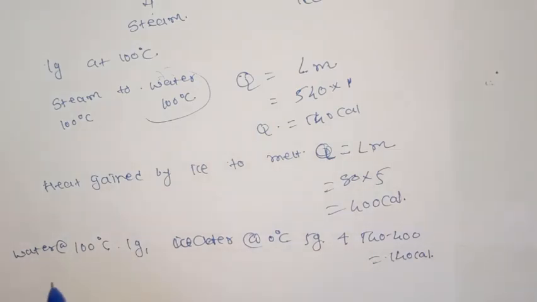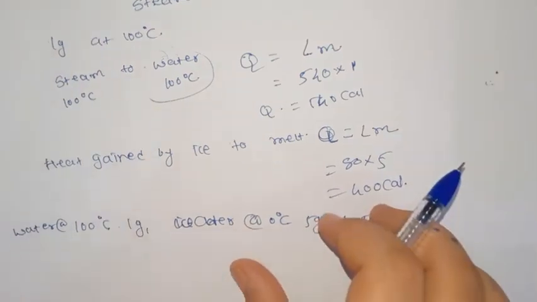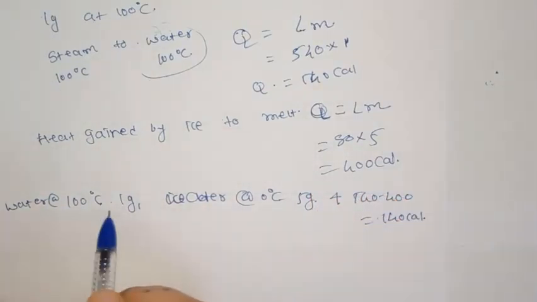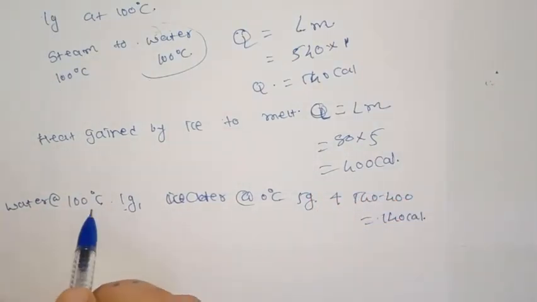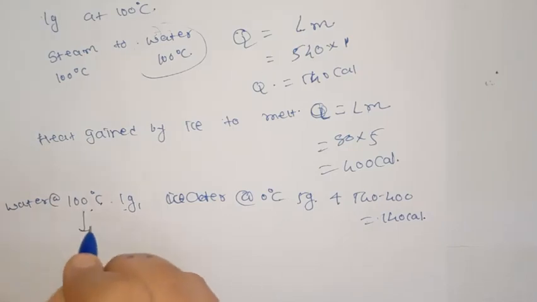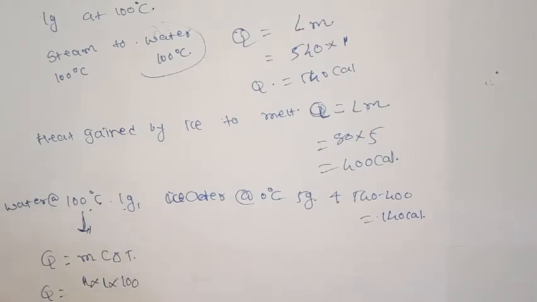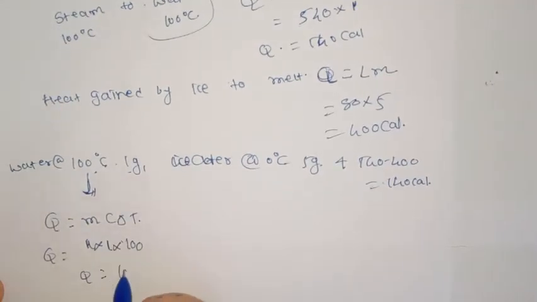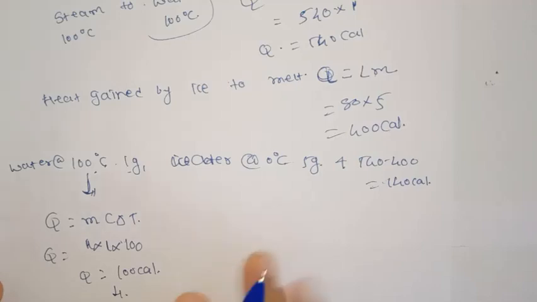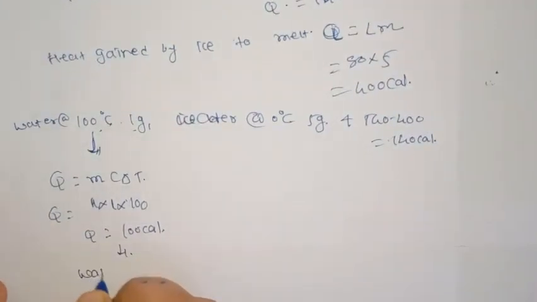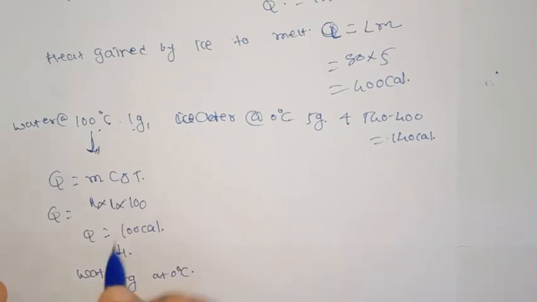Now again this water will lose some energy. So energy lost by 1 gram water at 100 degrees Celsius: Q is equal to mc delta T. So 1 into delta T 100. So Q will be equal to 100 calorie. After that we will have water of 5 gram at 0 degrees Celsius.